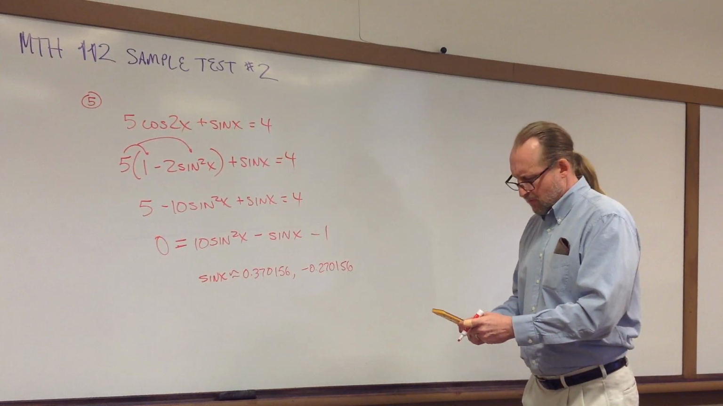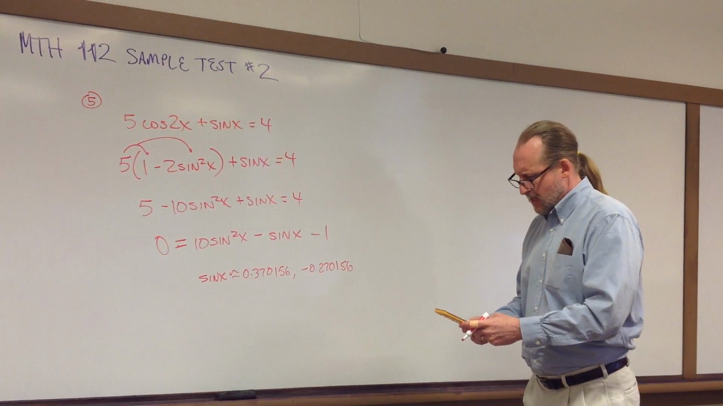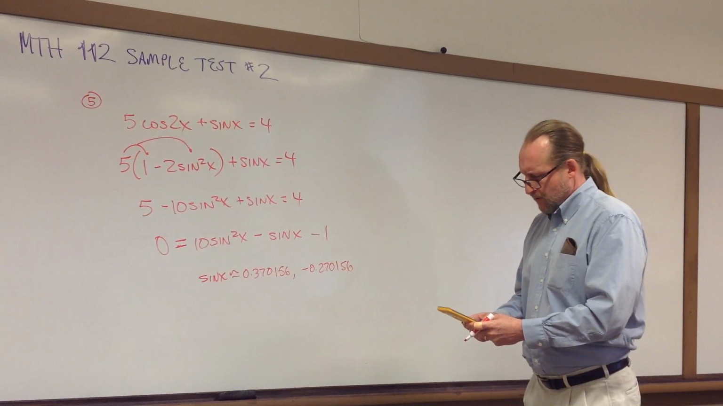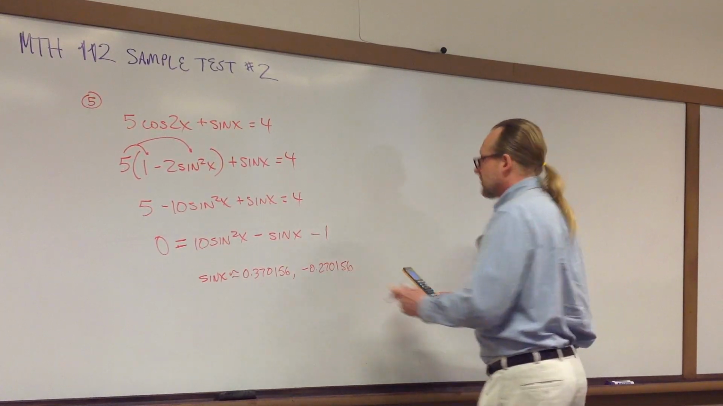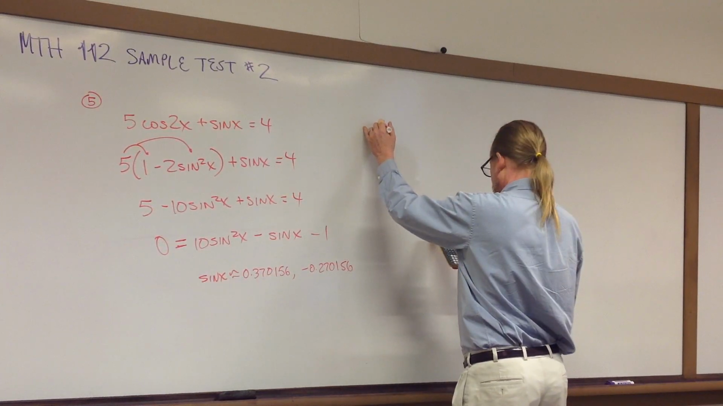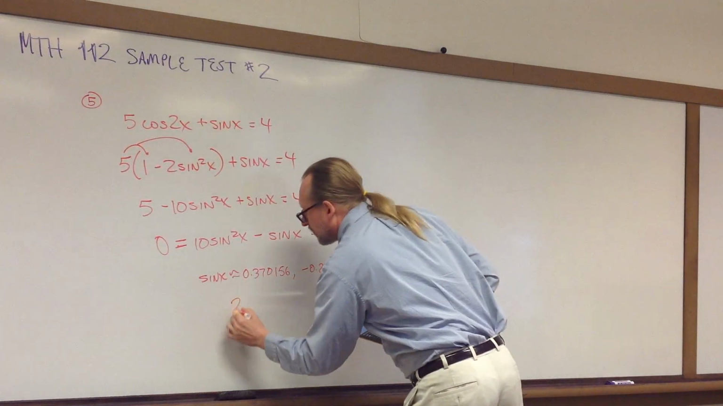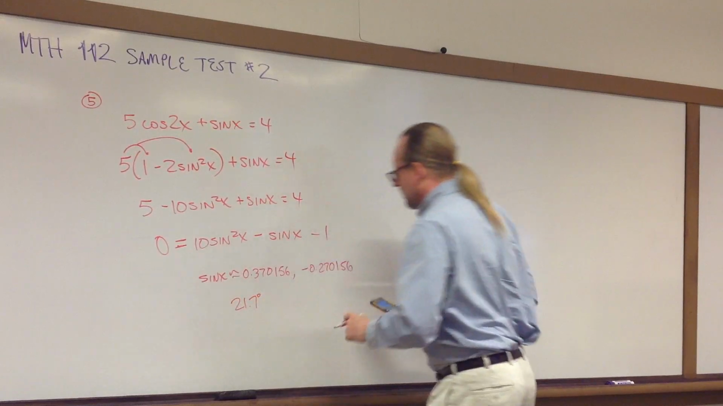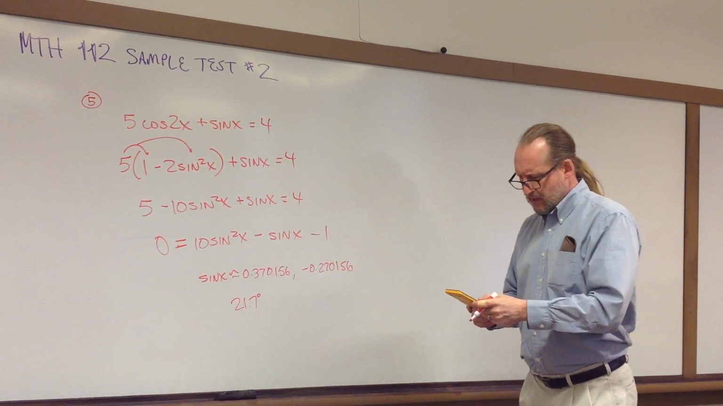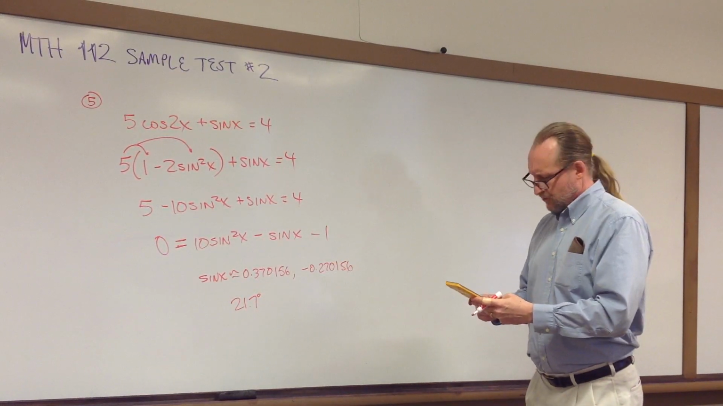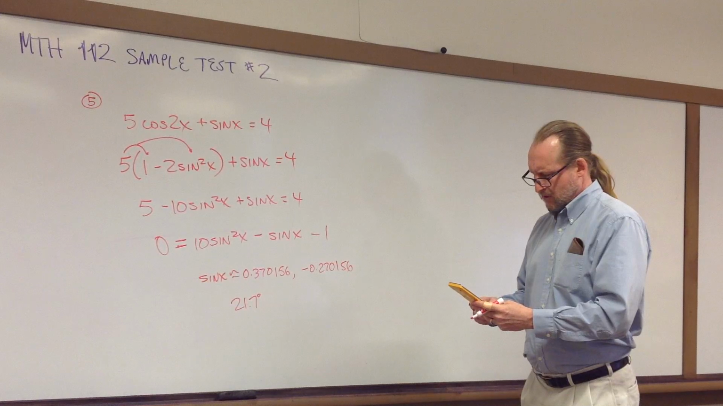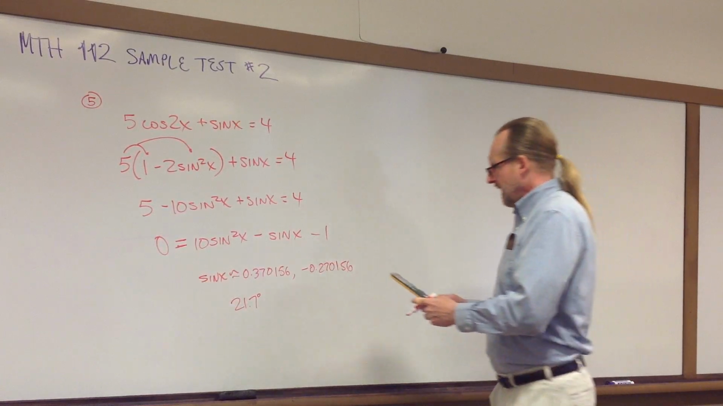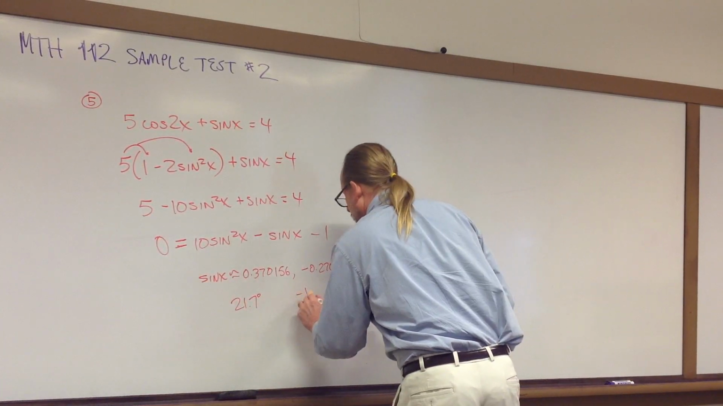Okay, so we want to do the inverse sine of 0.370156. That gives me 21.7 degrees. And then I'll do the inverse sine of this one, negative 0.270156. And that's telling me negative 15.7 degrees.